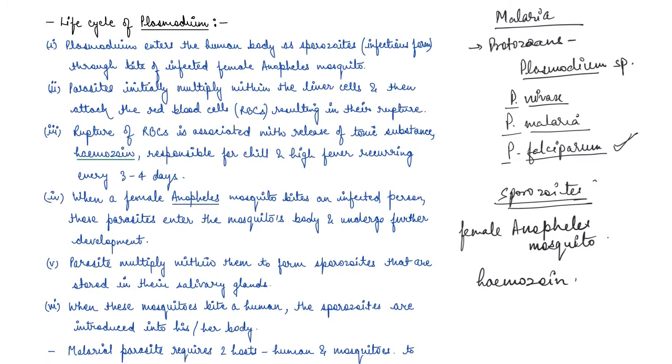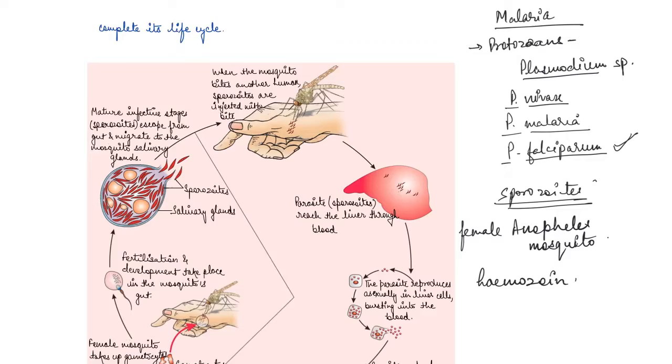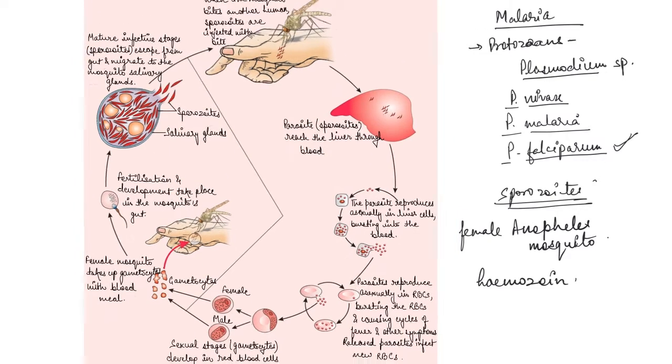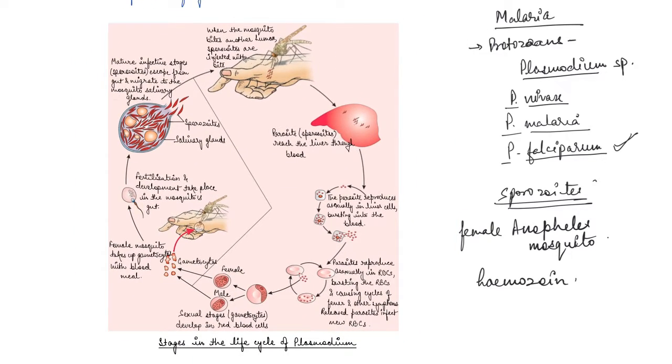I hope you can see the diagram itself so that you can understand it. What happens is that it attacks the red blood cells, and they rupture and release hemozoin. This hemozoin is responsible for chill and high fever, which occurs every 3 to 4 days.